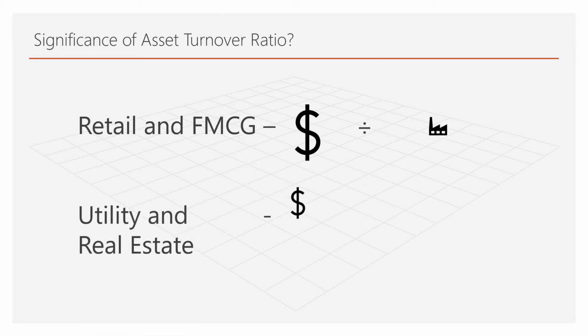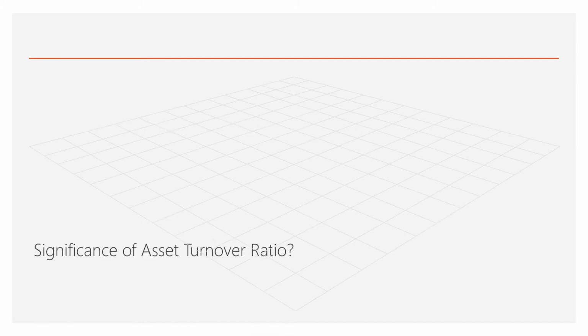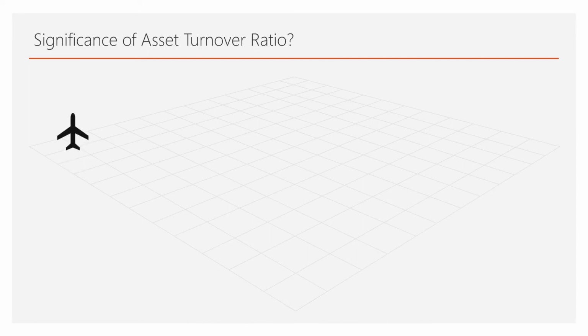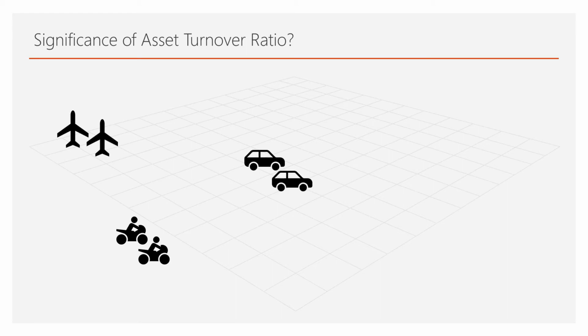Retail and FMCG sectors have a high asset turnover ratio because they are asset light companies. On the other hand, utility and real estate are asset heavy businesses and they have an asset turnover ratio which is lesser than retail and FMCG. So it is better to compare companies within the sector instead of comparing companies across the sector for the asset turnover ratio.